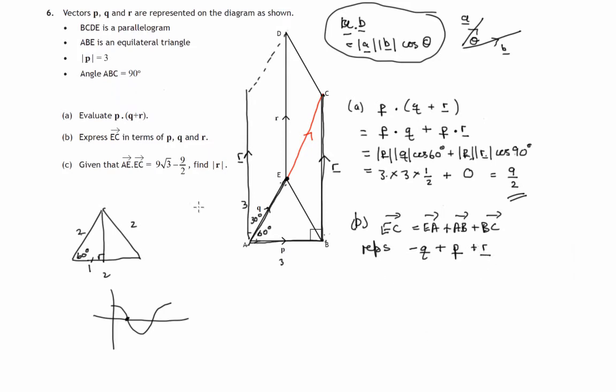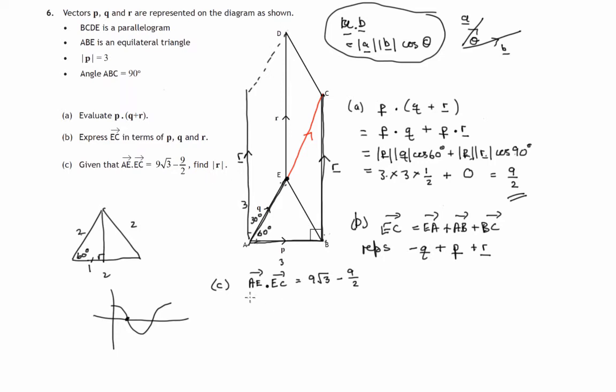So that's what EC represents. It represents negative Q plus P plus R. So let's move into the last part of this question. We're told that AE dot EC is equal to 9 lots of root 3 minus 9 halves. And we're asked to find the magnitude of R.